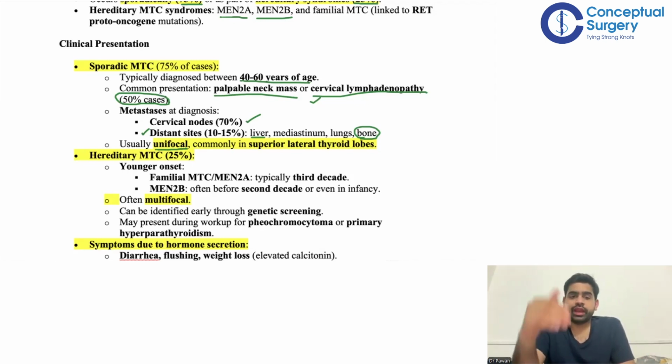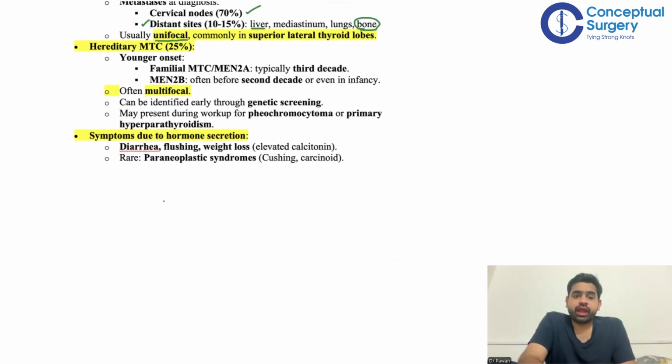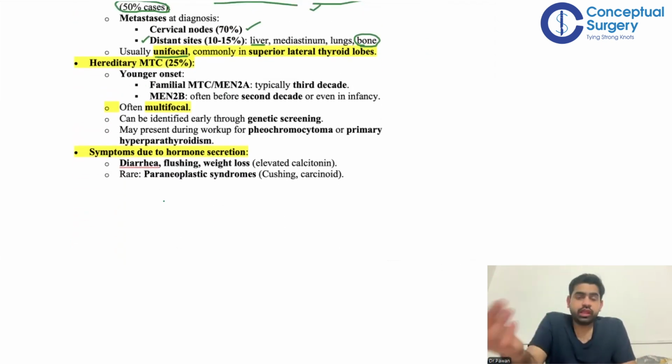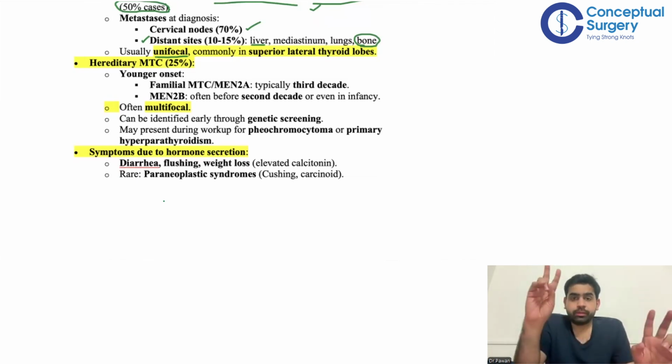Now, talking about the hereditary. In the hereditary, what do we have? We have a younger onset. Obviously, because if there is some kind of genetic mutation present, this is going to give you patients who occur at a young age group. So younger onset, familial medullary thyroid cancer. This is basically MEN2 syndrome. MEN2A, MEN2B, all those particular things are there.